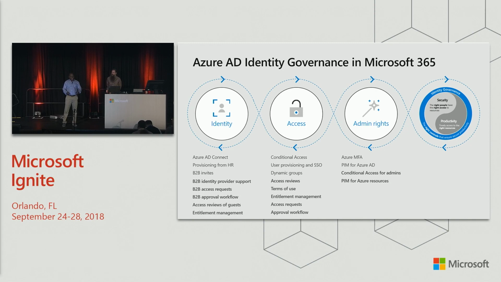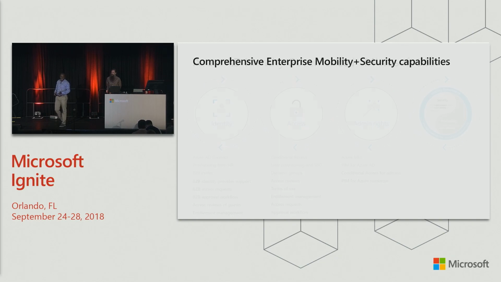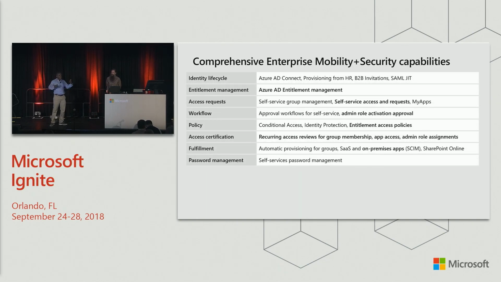So we're adding all these capabilities to Azure Active Directory so that you can count on Azure Active Directory as a governance solution. Now, if you think of the traditional identity governance capabilities, identity lifecycle, entitlement management, access requests, one of the key things that we're doing is to start filling in, or making sure that Azure Active Directory has all those capabilities in there. But that is not all.